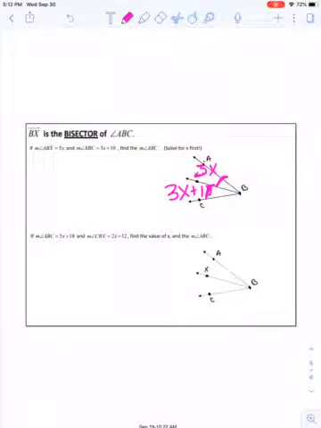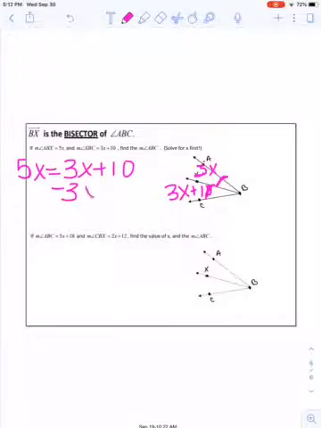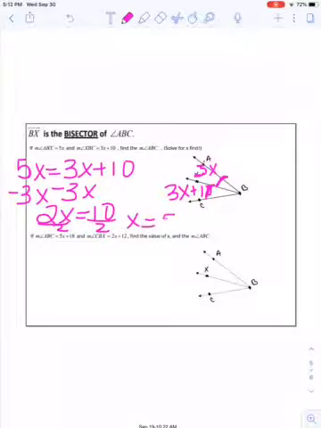So we do the same exact thing as if we had a line segment. We're going to set them equal to each other. 5x equals 3x plus 10. And now I'm going to solve. So I get x equals 5. So if it just asks me to solve for x, then I would be done. But it doesn't. It also asks me to solve for the measure of ABC. So the measure of ABC is this whole entire thing.